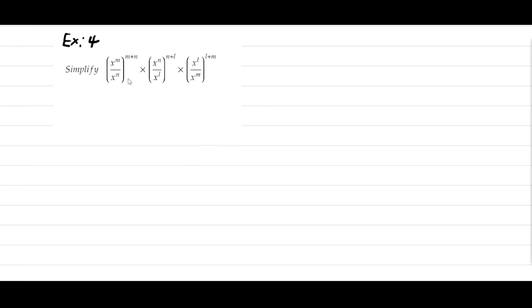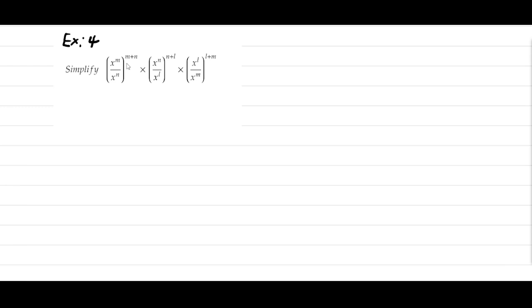We are asked to simplify this expression. Notice the symmetry, and how the numbers are arranged. If you have m and n, you get m and n, and then n and l, and then l and m. So we have a lot of symmetry to explore here, and this gives me hope that the solution to this problem will be very nice and neat, hopefully.